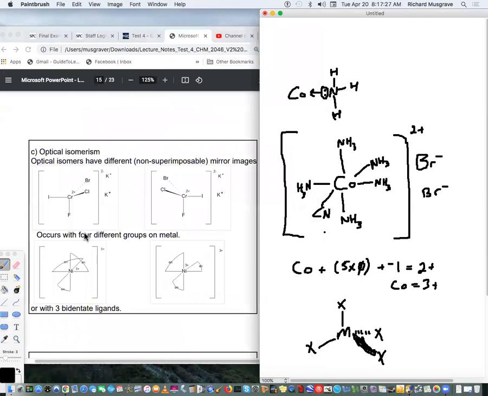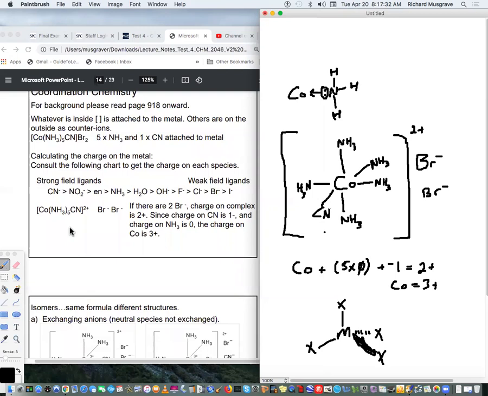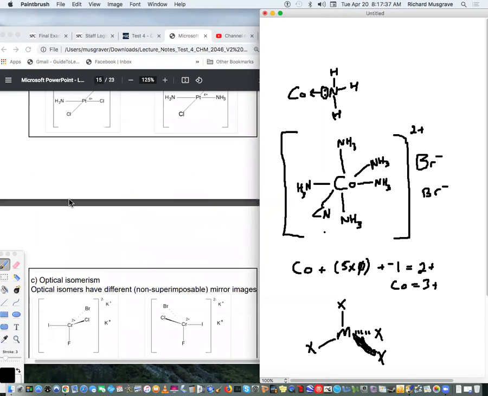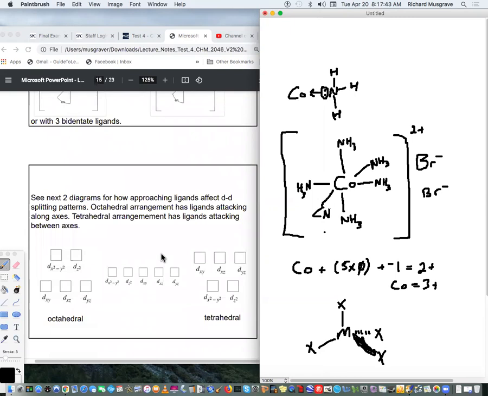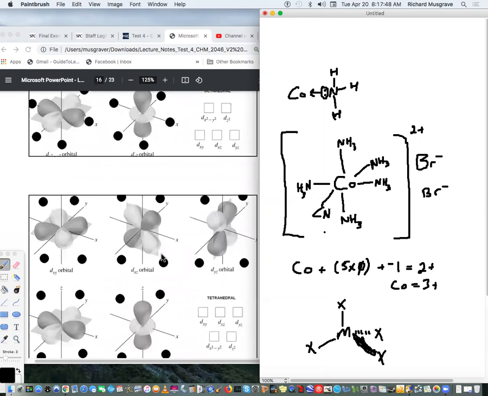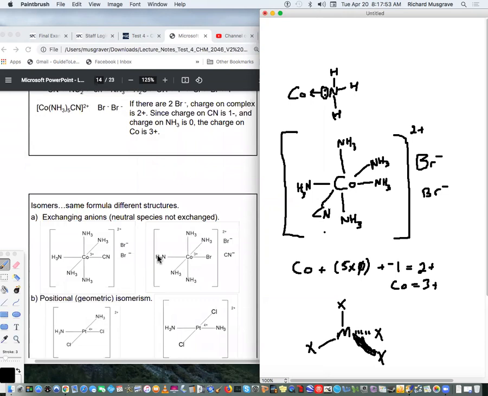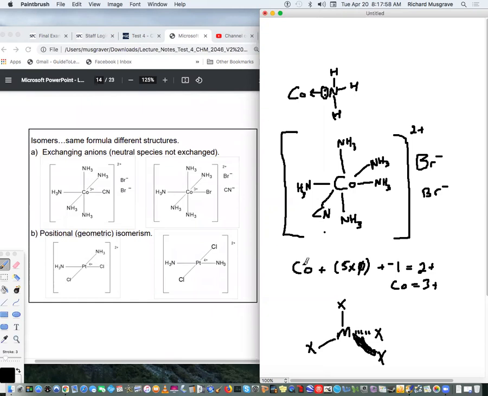So going back to the kinds of questions that you're going to be asked here, you're going to be asked questions about isomers, which I'll talk about in a second, and also about splitting diagrams for the d-orbitals. That's when things get a little bit more involved. And we'll get to that in a second. It looks complicated, but it actually isn't as bad as it looks. All right, so I'm going to give you some examples here of isomerism within these kinds of structures.